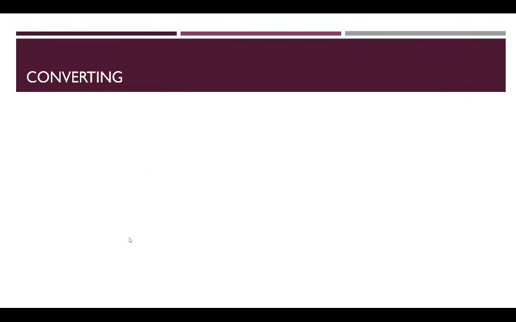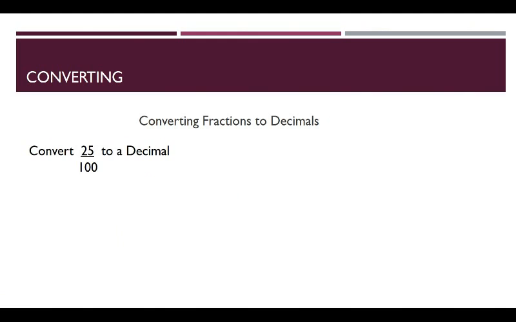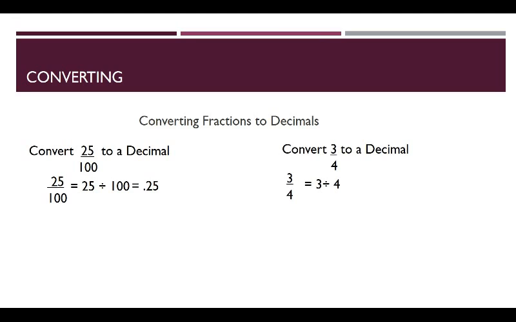These examples will demonstrate converting fractions to decimals. Convert 25 over 100 to a decimal. 25 over 100 equals 25 divided by 100, which equals 0.25. Another example is converting 3/4 to a decimal. We divide 3 by 4 to get 0.75. To convert a fraction into a decimal, simply divide the numerator by the denominator.